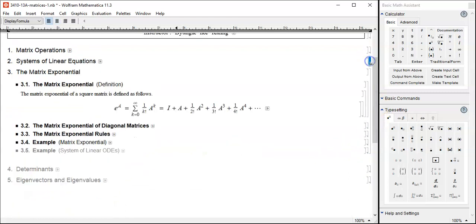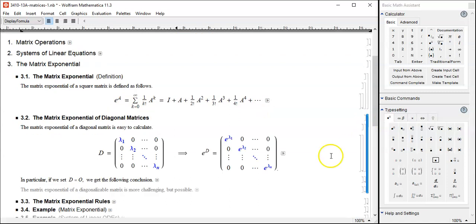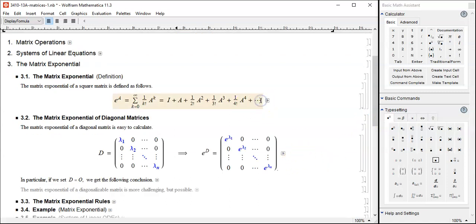So, ready for matrix exponential? Okay, let's assume everybody's ready and let's go. Here's the definition and then the very easiest case.